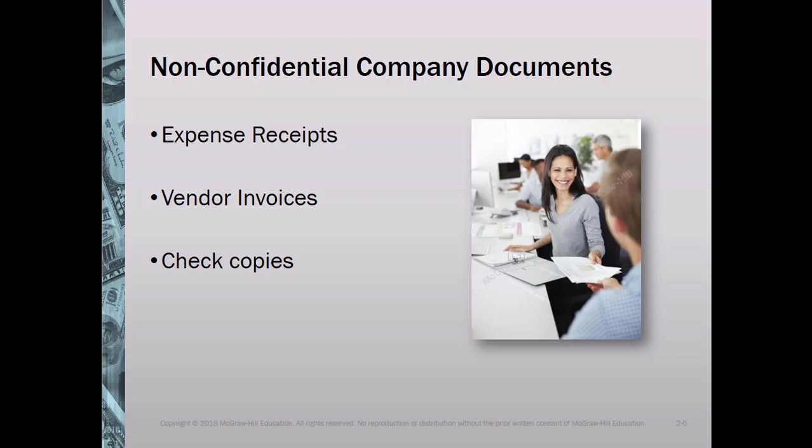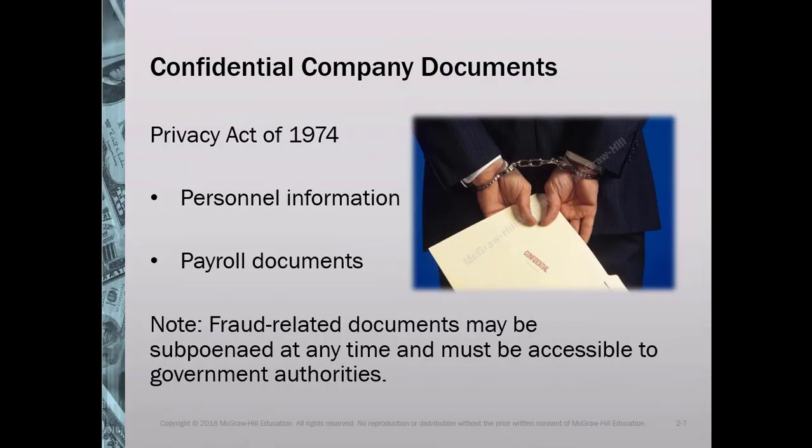So, non-confidential company documents, and this could be up for debate, but for the most part, expense receipts, vendor invoices, check copies are not considered confidential. However, some businesses would view it as, they would like to keep that under wraps. They don't want that spread all over the place. Confidential company documents, and this is the Privacy Act of 1974. It's a federal law. Personnel information and payroll documents. So we need to keep those under lock and key. And then note, fraud-related documents may be subpoenaed at any time and must be accessible to government authorities.